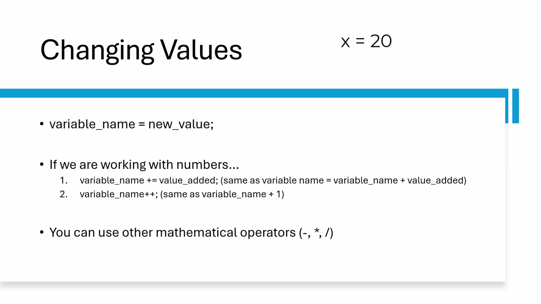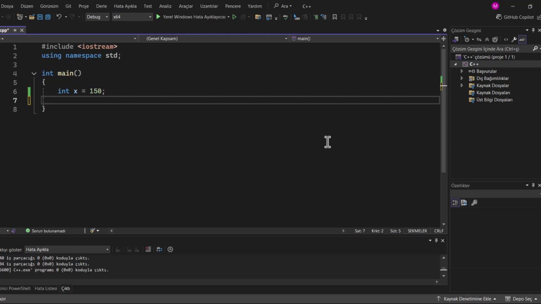There's also this format which allows you to increase the value of your variable. It is pretty simple. It goes variable name plus plus, and you end this statement right there. All this does is add 1 to the variable you have been working with. You can also use different mathematical operators such as minus or times or divided by. For example, if I were to use minus equals instead of plus equals, I would take the value away from the variable.